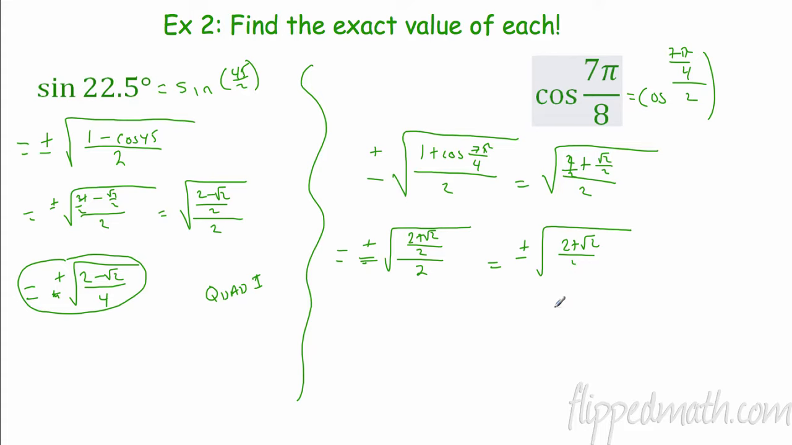All right, so now we just need to worry about, is this positive or negative? All right, let's take a look. This is 7 pi over 8. 7 pi over 4 is the same thing as 315, right? Divide that by 2, that's going to give us 157.5. So that's in quadrant 2. And in quadrant 2, cosine is negative. So this is going to be negative radical 2 plus radical 2 over 4.